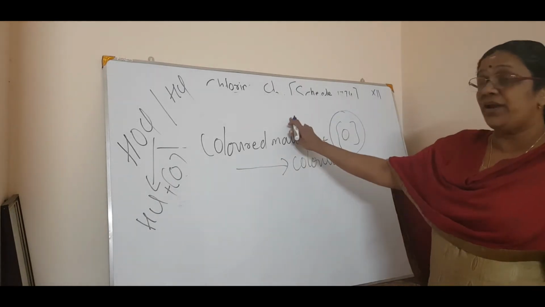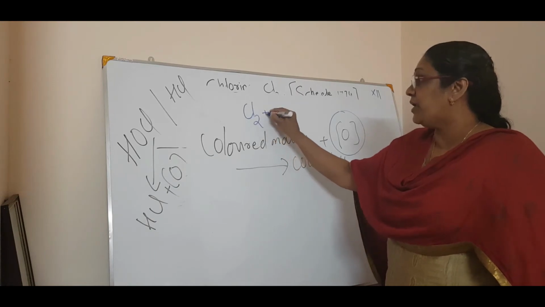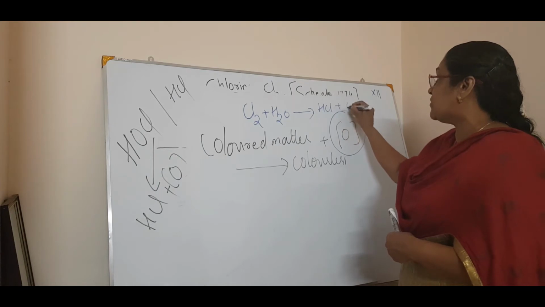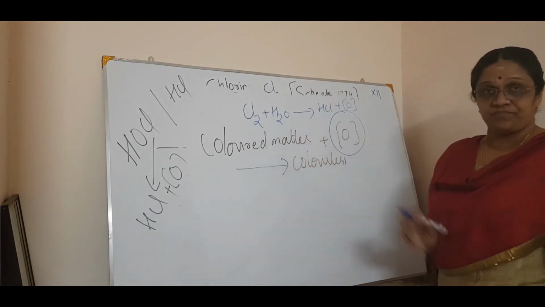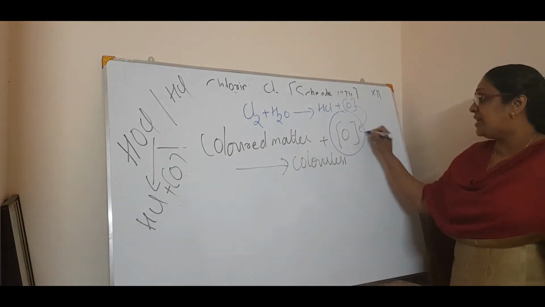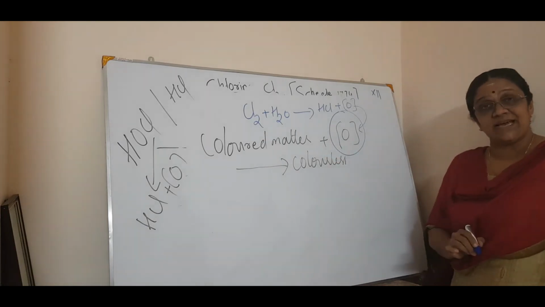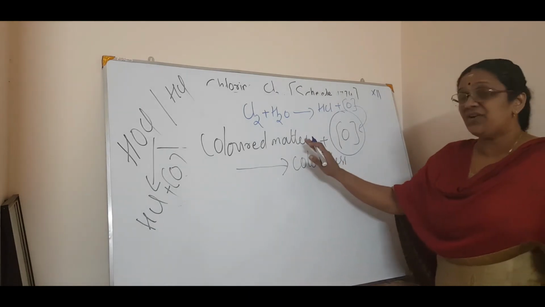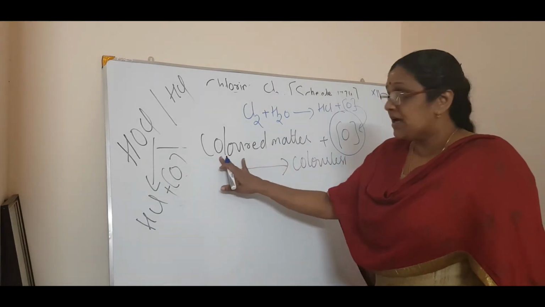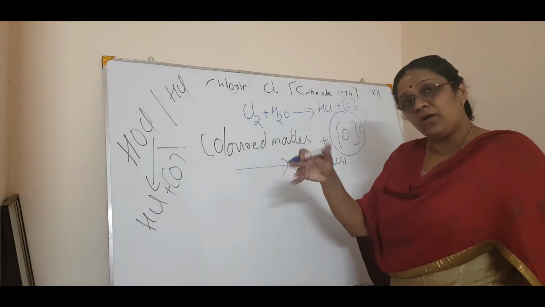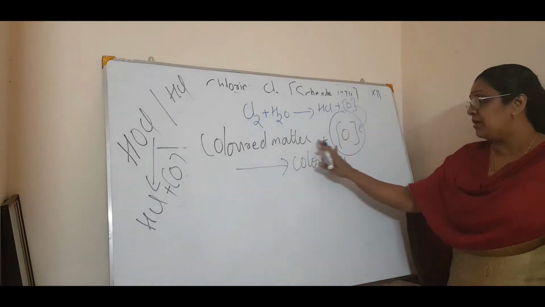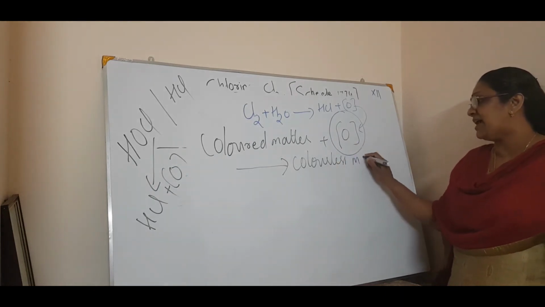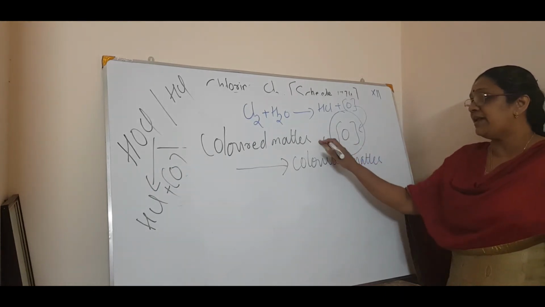Chlorine plus water, in one step if I write, gives HCl plus oxygen. I can write it like this in one step. So this nascent oxygen is responsible for the bleaching action as well as the oxidizing property. If a question is asked on bleaching action, you can say: colored matter, whether it is organic or otherwise in nature, on reaction with this nascent oxygen will give you colorless matter. So you can write this as bleaching.